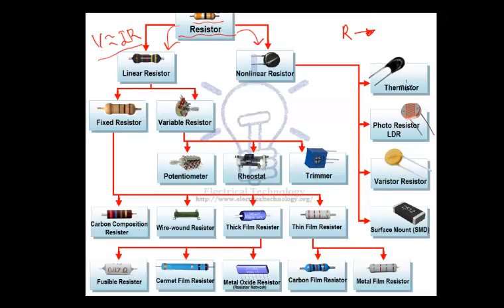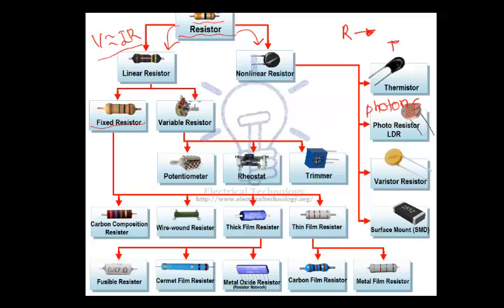Like a thermistor, the resistance of a thermistor depends upon the temperature. A photoresistor's resistance depends upon the photons, that means light. Surface mount resistors are very small, unique resistors for integrated circuits. Then the linear resistor is a fixed resistor, which is the lead and carbon material we just saw.